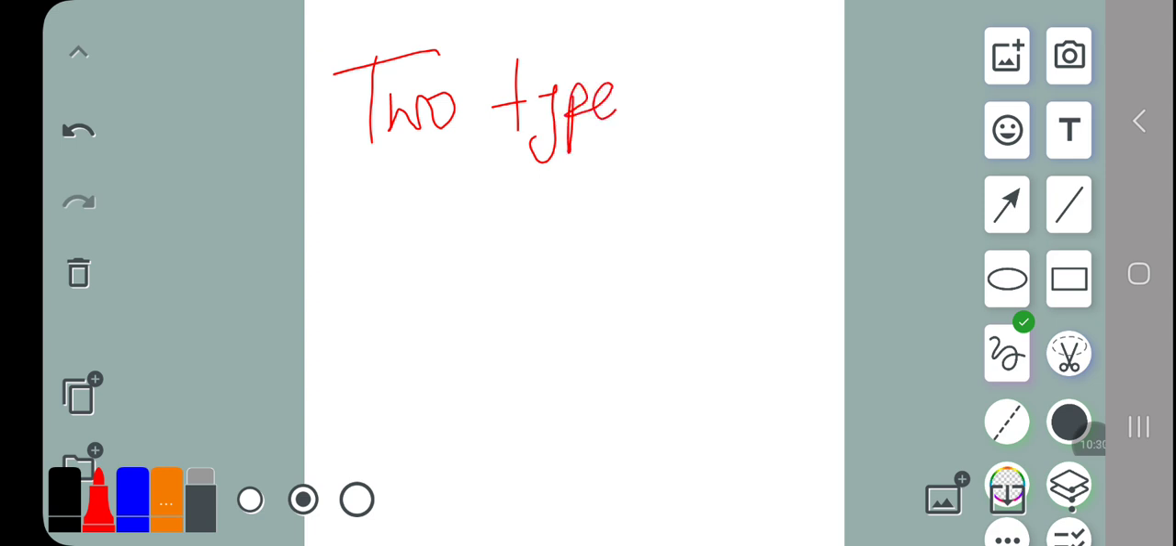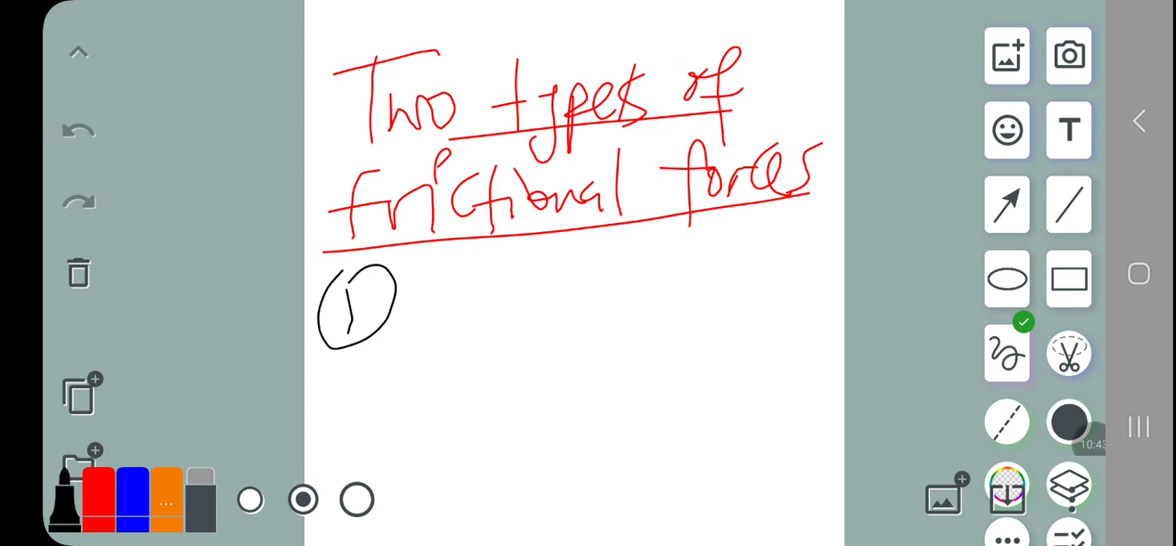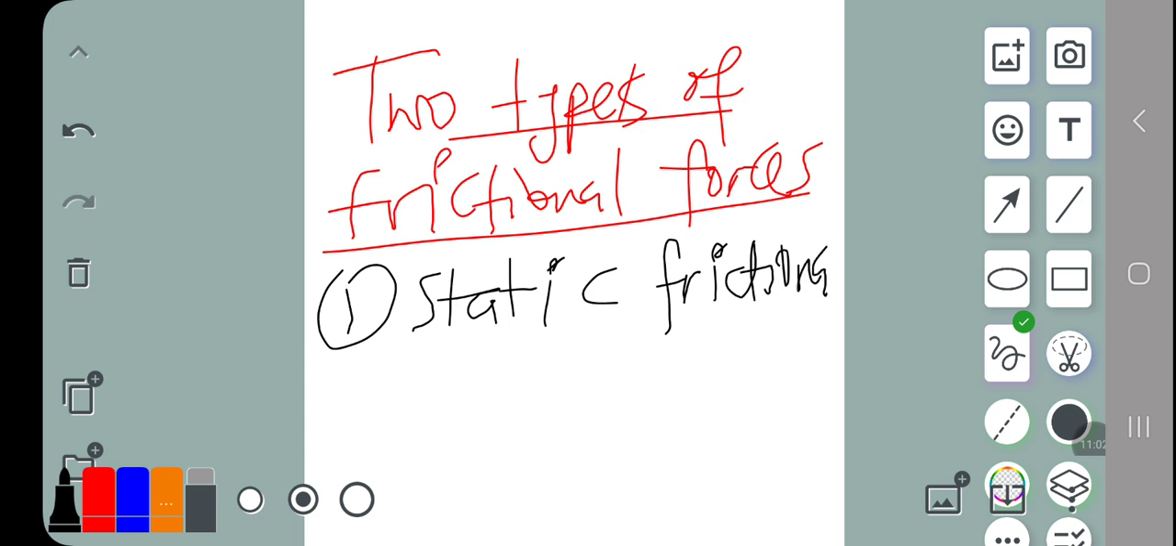So after defining frictional force, we have two types of frictional forces. Number one, we have what we call static. Static is from the word stationary, guys, which means this frictional force is exerted only on stationary objects, the objects which are at rest, which are not moving. I think it will be straightforward, guys. Don't be confused. So it's static frictional force.